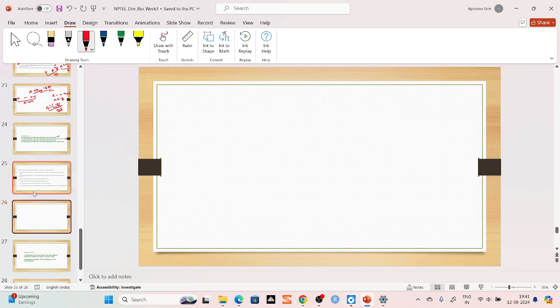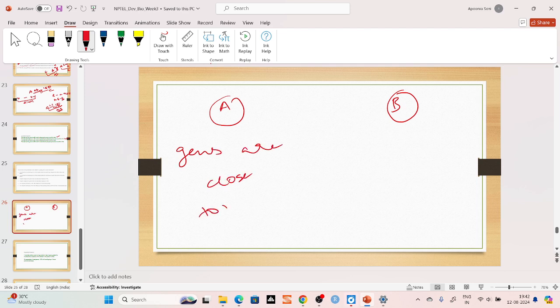Because I have two groups, group A and group B. In group A the distance between the two genes on a chromosome is less. That means genes are close together. And in another group the genes are distant. These are not close. So what can you infer from here?